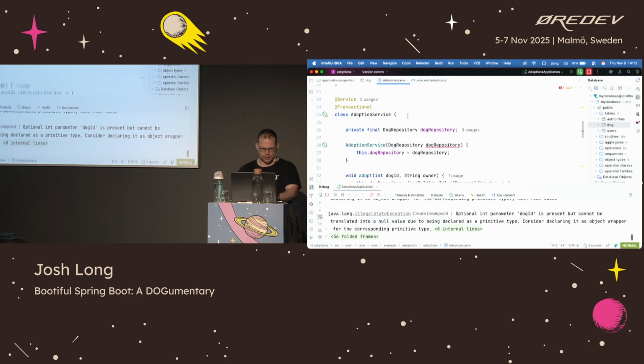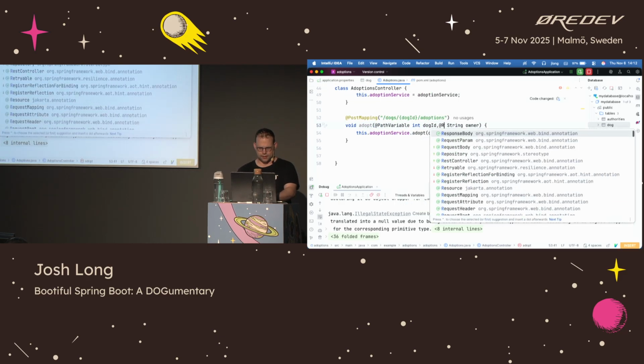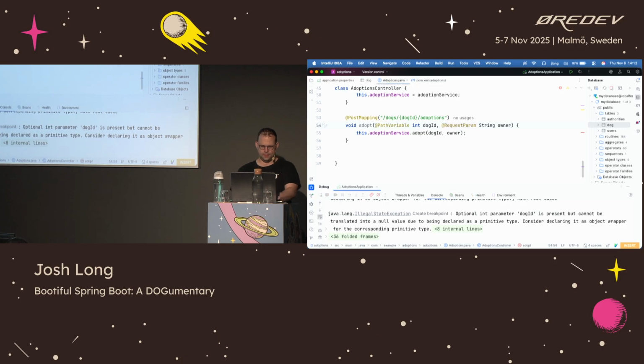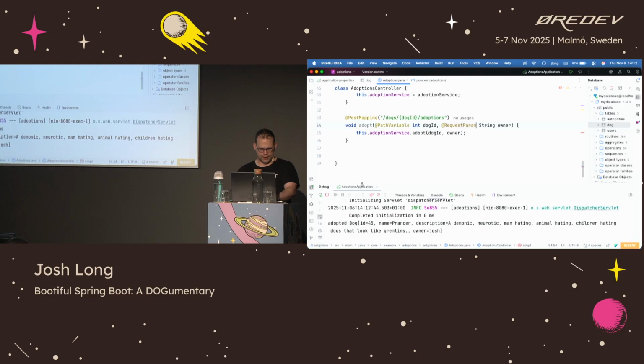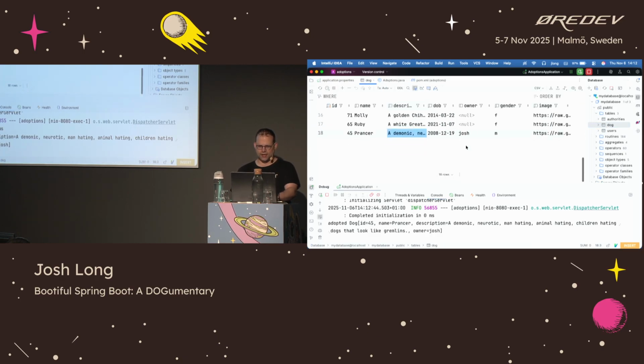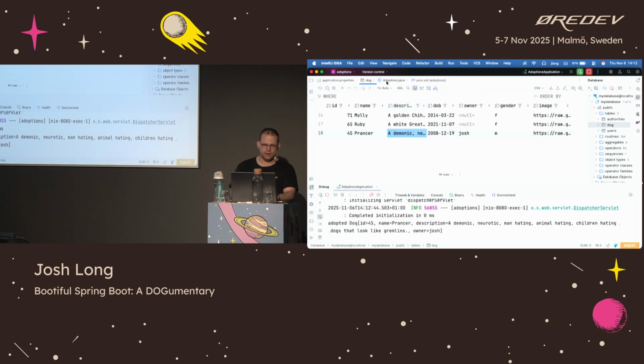Oh, what did I do? Oh, here, yeah, sorry. I didn't tell it how to map. Okay, request param. Go over here, take 502. Hello, there you go. So now it says adopted, dog 45, name Prancer, demonic, owner is Josh. And we can confirm as much here by going to the dog table, scrolling down, and sure as can be, there it is, okay? So we've done it. We've actually adopted this dog.